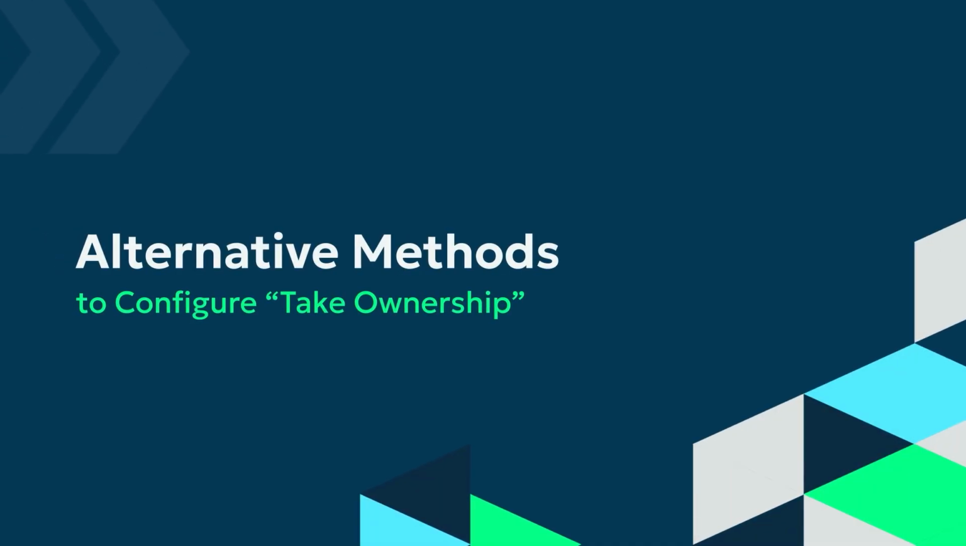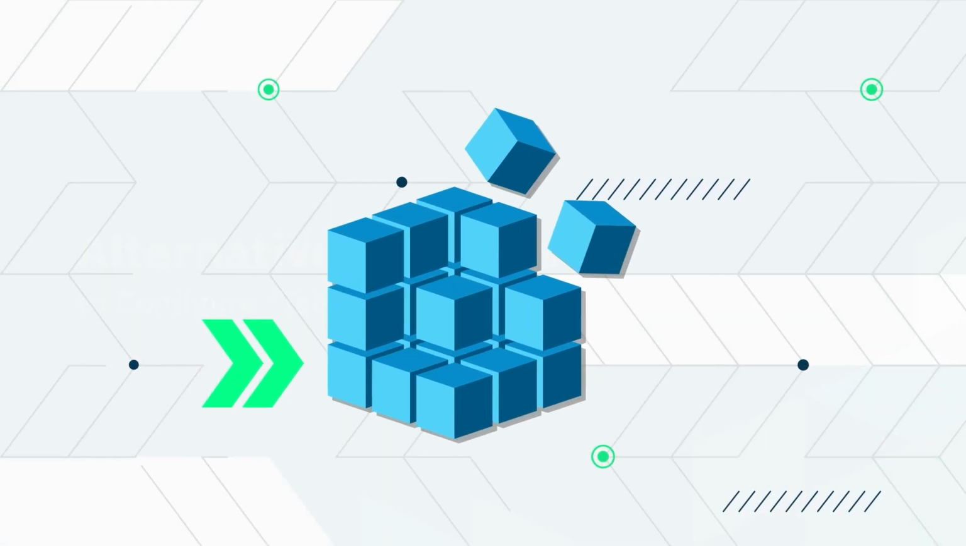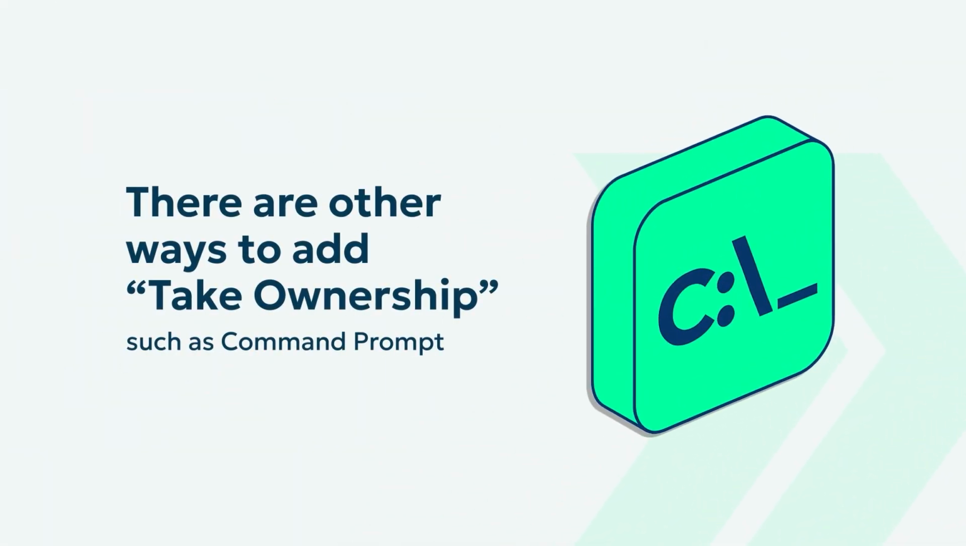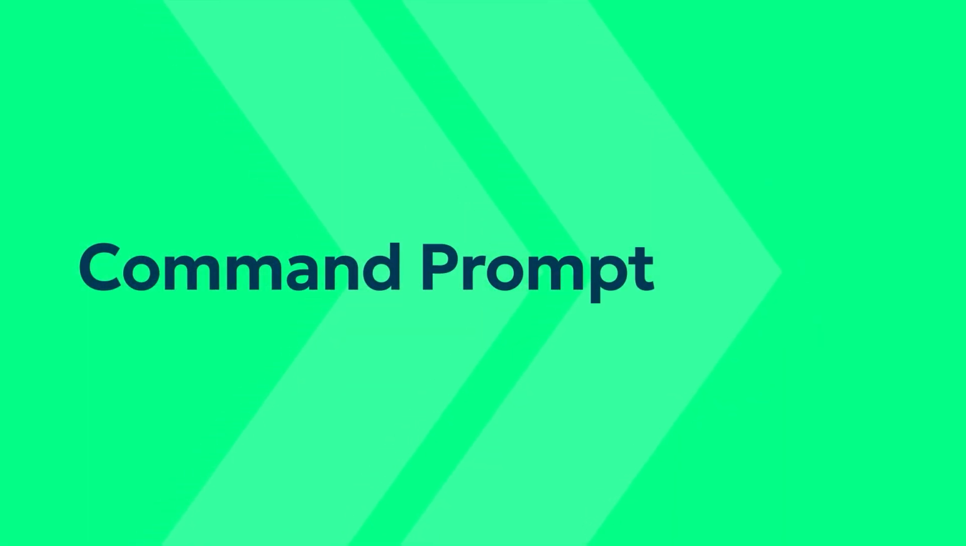Alternative methods to configure Take Ownership. Don't want to edit the registry? There are other ways to add Take Ownership to the context menu, such as Command Prompt. Method 1. Command Prompt. Simply open Command Prompt as an administrator and run this command.